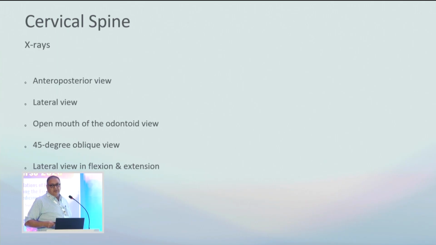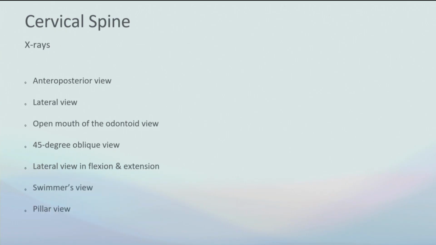Then if you are not able to see the lower portion of the cervical spine, you can use the swimmer's view. And then this is a new one that I'm going to tell you today. It is called the pillar view. Because on MRIs you cannot appreciate facet joints. So if somebody has facet arthropathy, you will not be able to see it on an AP and lateral. You have to have a pillar view.